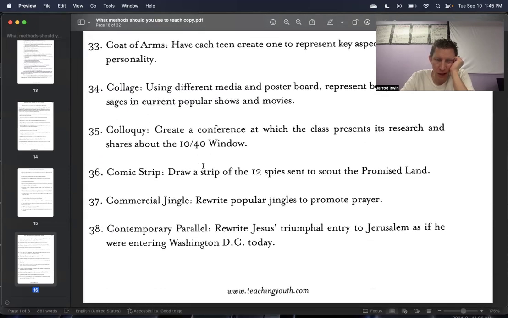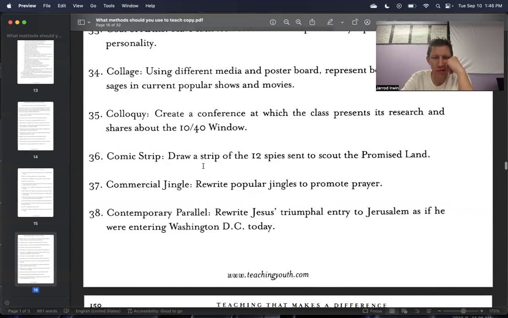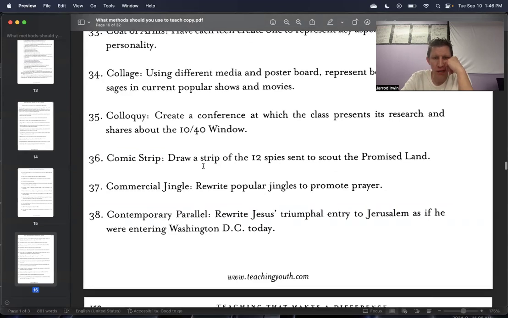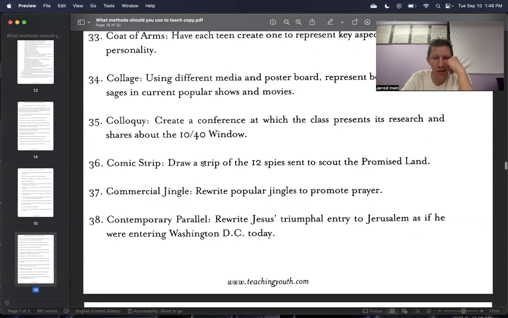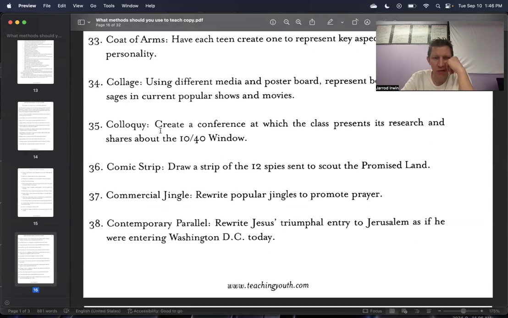How do you say that next one? Colloquy? Colloquy: create a conference at which the class presents its research and shares about the 1040 window. Yeah, I'm not sure. I just don't know what colloquy is. I've heard it, but I don't know the definition.